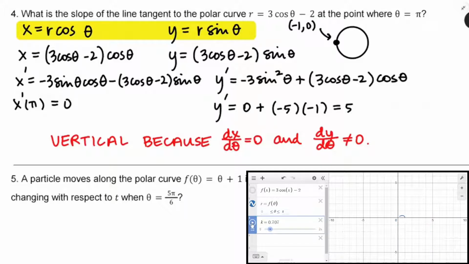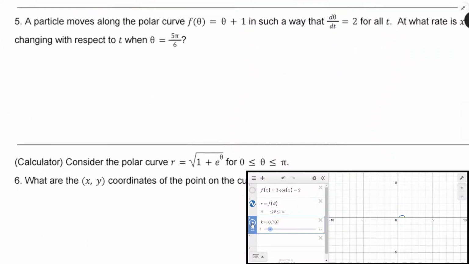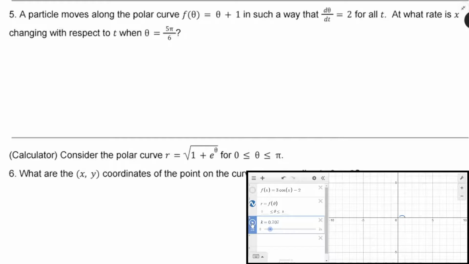Okay, that's nice. All right, then a particle moves along the polar curve f of theta equals theta plus 1 in such a way, okay, the particle moving, that's going to be another one of these related rate questions, so just prepare to take the derivative of f of theta equals theta plus 1 with respect to time. And in this case, r is f of theta. What rate is x changing with respect to t? Okay, so r equals theta plus 1.